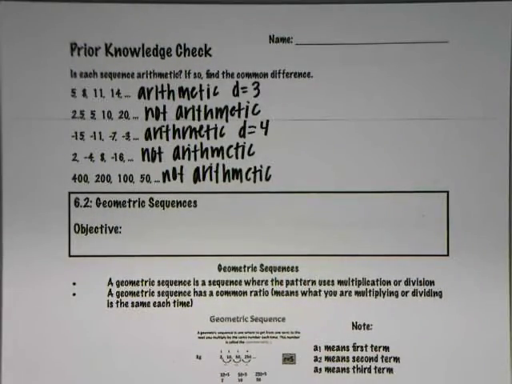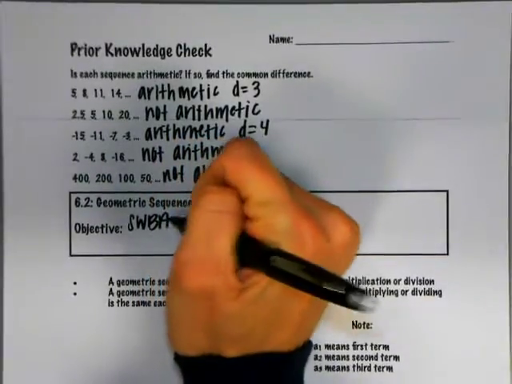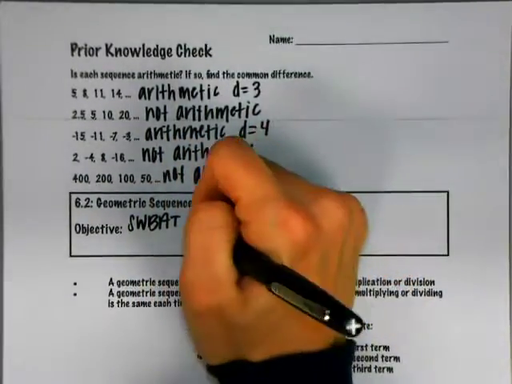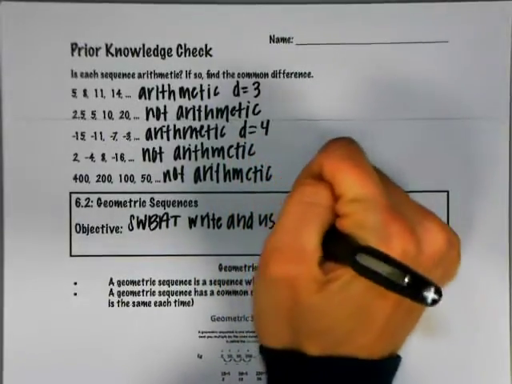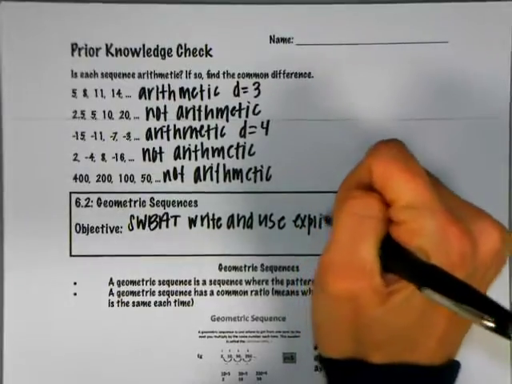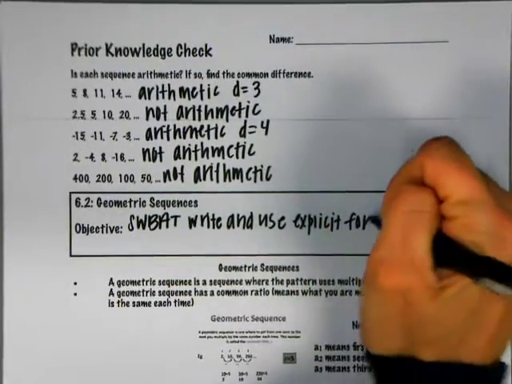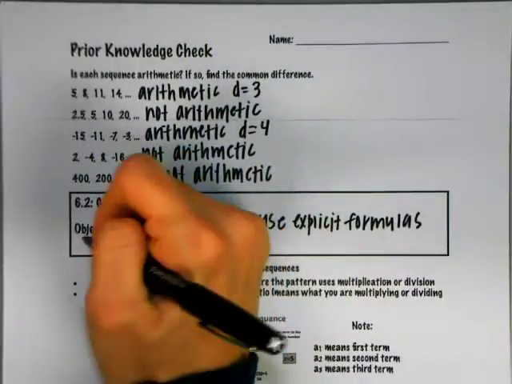So we are doing just the second type of sequences, which is geometric, today. So your objective is: students will be able to write and use explicit formulas for geometric sequences.